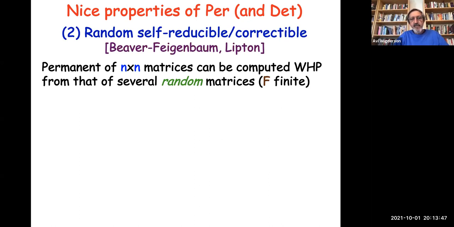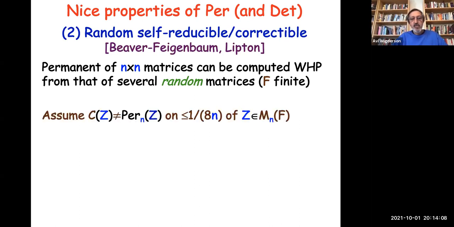The permanent of n by n matrices can be computed with high probability from the value of several individually random matrices. Think of the field as finite. So when I say random, I simply mean uniformly chosen. Let me explain in more detail what this is, and you'll see it's familiar.